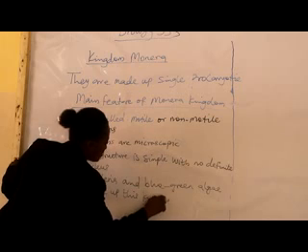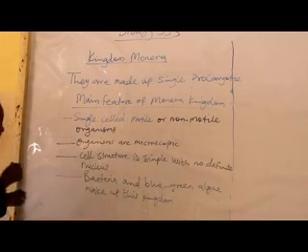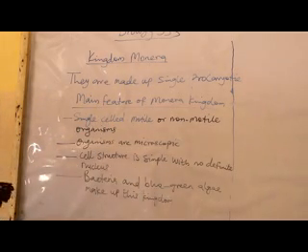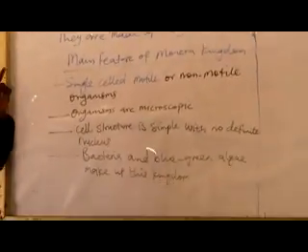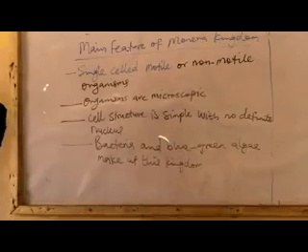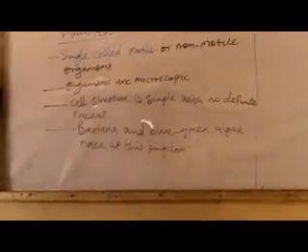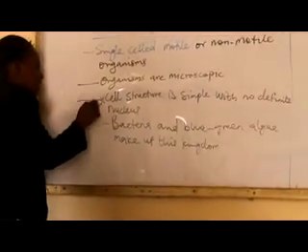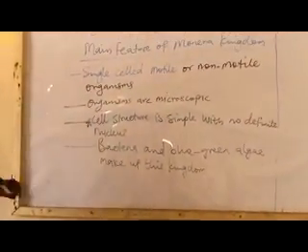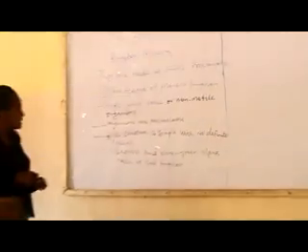Remember that in the Monera kingdom, their main characteristics are that they are single-celled organisms. That is one cell. They can be motile or non-motile. The organisms are microscopic; you can't see them with your naked eye. Third, the cell structure is simple with no definite nucleus. This is the main feature of them.